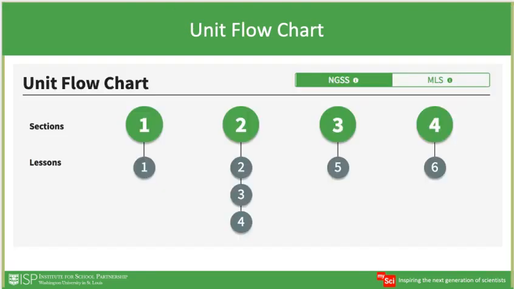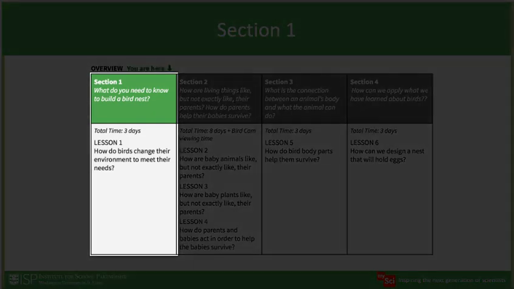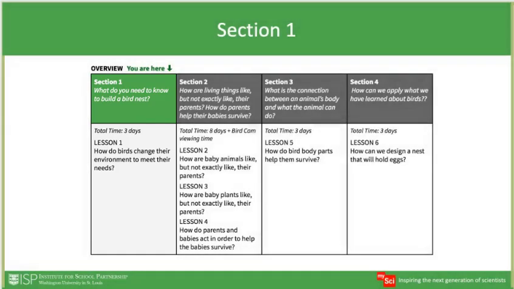Now that we have an idea about what students will study in this unit, take a look at the unit flowchart. This chart is divided into 4 sections, and there are 6 lessons total. Section 1 asks students to consider how birds change their environment to meet their needs. This section will take about 3 days.